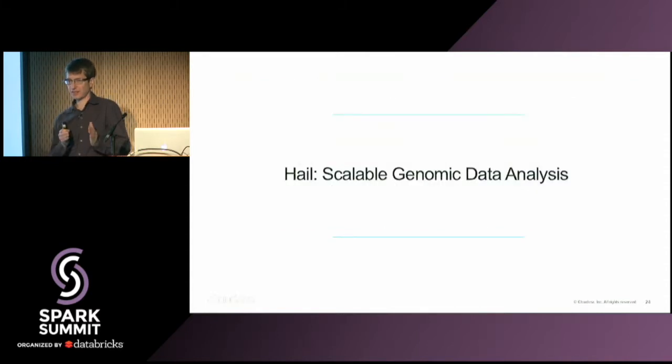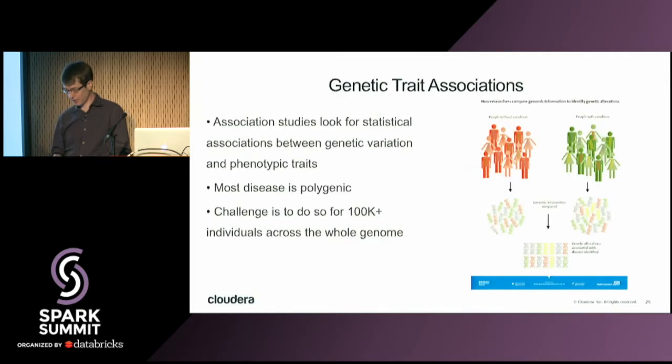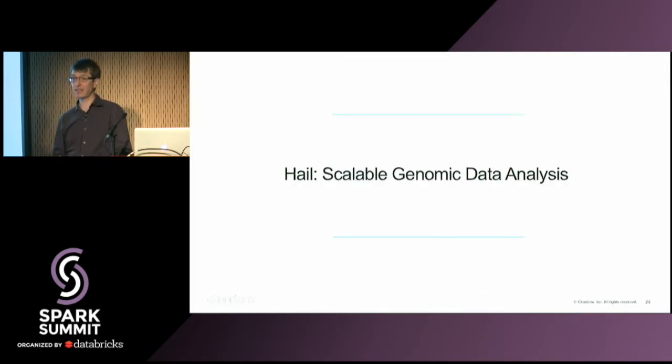So that's the GATK. So we've got some variants now, and now the scientists come along and they want to do analysis of populations variants, and that's using a tool called Hale. Hale was written using Spark from the outset, and it's an open source tool developed by the Broad Institute again.